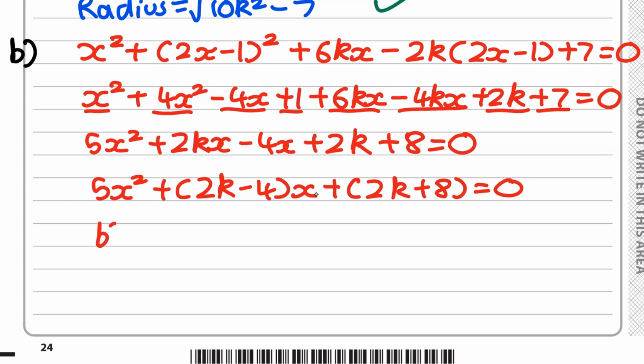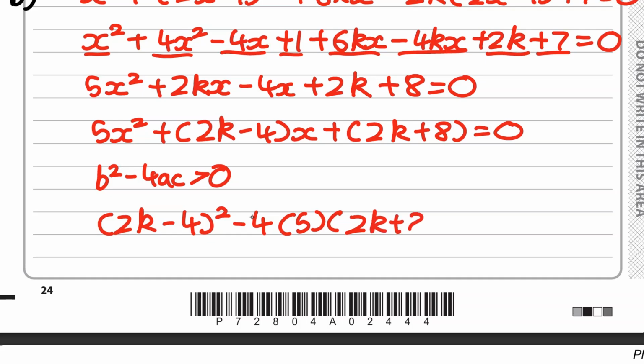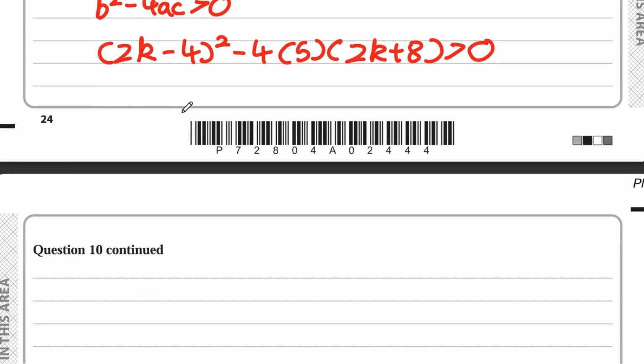So again, it's b squared minus 4ac is bigger than 0. So therefore this here is going to be 2k minus 4 squared minus 4a, which is 5, and then c, which is 2k plus 8, and this here is bigger than 0. Okay, so we can simplify this.